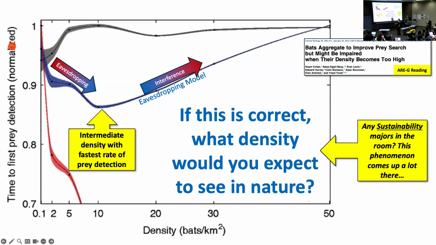Yeah, so this is normalized. So one is the time to first prey detection when you're by yourself. And so that's way over here. So that's like a really big group size. And that is the prediction from Tragedy of the Commons.